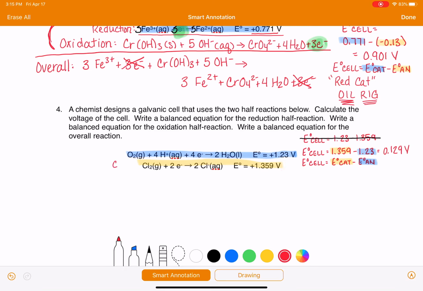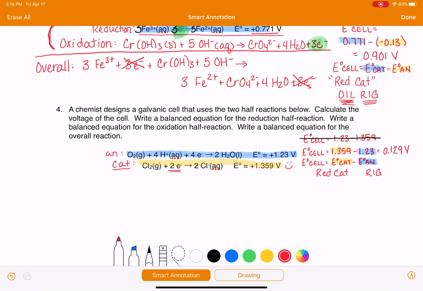So let's make a note over here. This is the reaction taking place at the cathode. This is the reaction taking place at the anode. The cathode is supposed to be the reduction reaction, and the reduction reaction is the one where we are gaining electrons, where electrons are the reactant. Looking at our cathode reaction, the electrons are on the left-hand side, so that's good. This is written in the correct order.